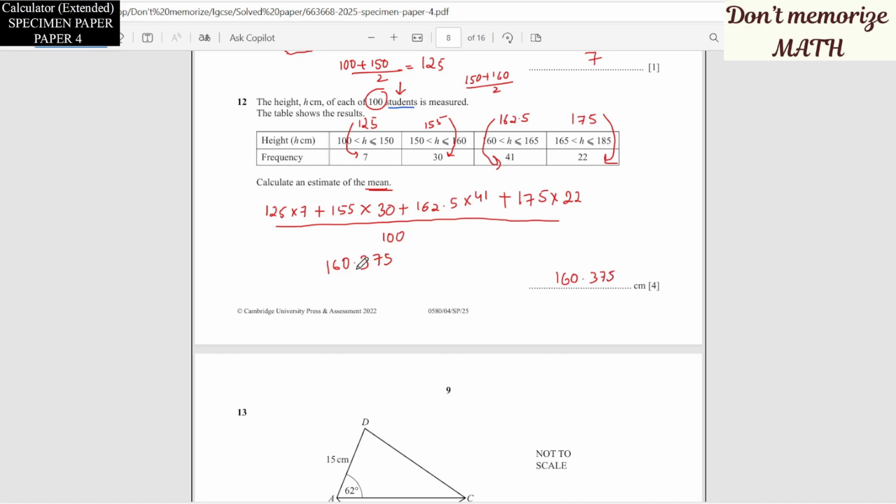If it is non-terminating, that means after the decimal point you have so many numbers repeating, you have to change to 3 significant figures if it is a normal value. If it is money in dollars, you can change to 2 decimal places, and if it is an angle, you have to change it to 1 decimal place. Here it is a terminating decimal, so you can write the full number. So this is the answer. I hope question number 12 is clear to you.